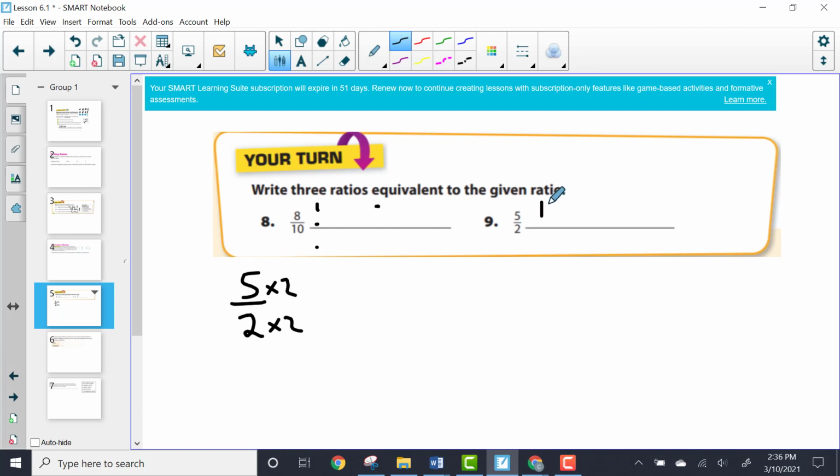And that's going to give me the ratio of 10 to 4. Remember, you have to multiply both terms by the same number. Now, we cannot divide 5 to 2 by a number, so this ratio would be in simplest terms. Okay, now we can multiply both terms by 3.